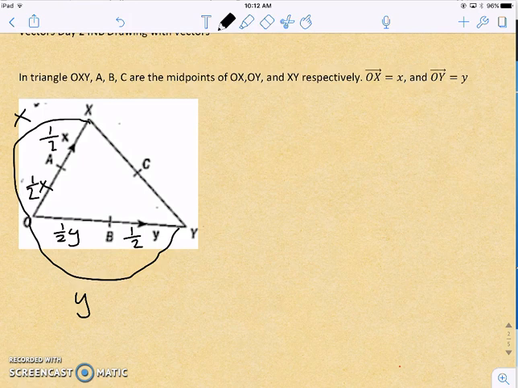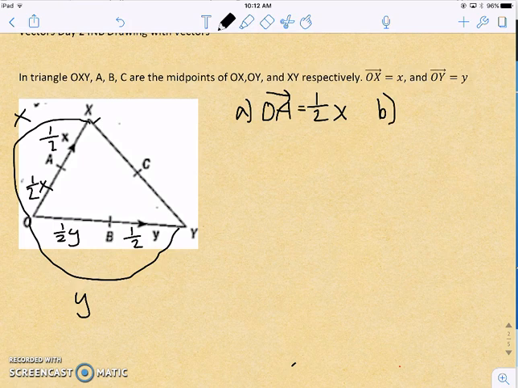So if we were to find a couple things, let's say we were to find, how would we write vector O to A? Well, O to A, it's half of that, which we have, so we can just say it's half of vector X. Now let's say we were to have O to B. Well, O to B, we already wrote that. That's half of vector Y. So those were pretty easy. So let's take a look at a couple that are a little trickier.